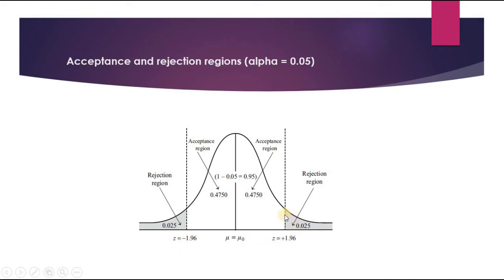So this entire region is my acceptance region, and these are my rejection regions. When I compute the test statistic of any research problem and I get a value which falls within this range of minus 1.96 and plus 1.96, the null hypothesis gets accepted. And if it is significantly lower than minus 1.96 or significantly higher than plus 1.96, your null hypothesis gets rejected.